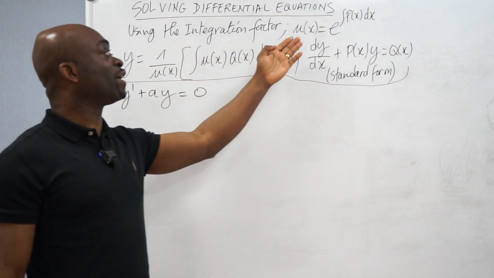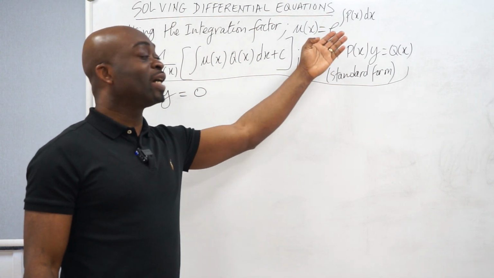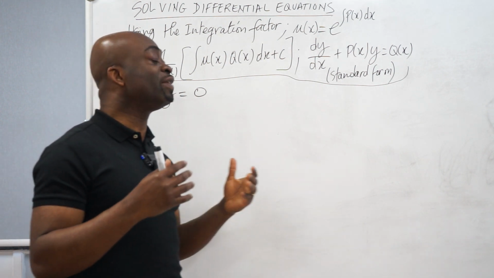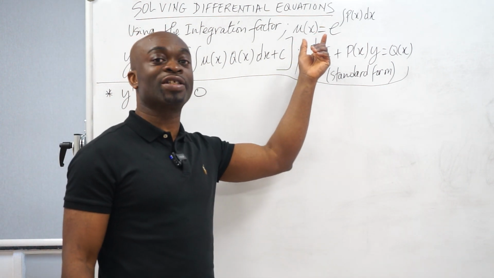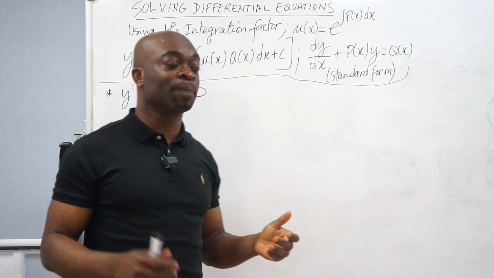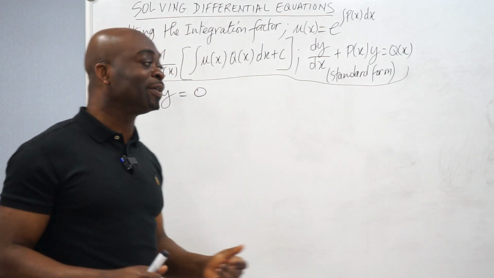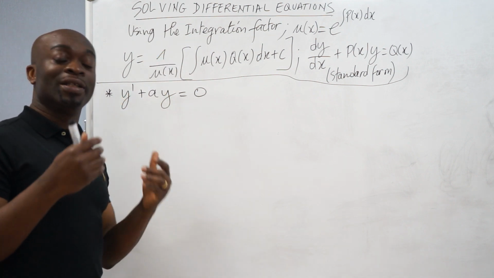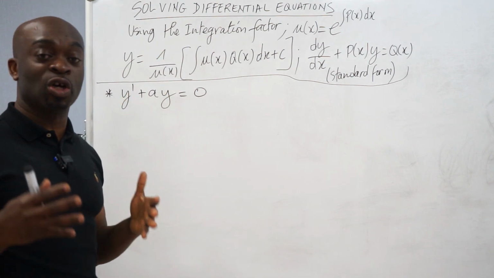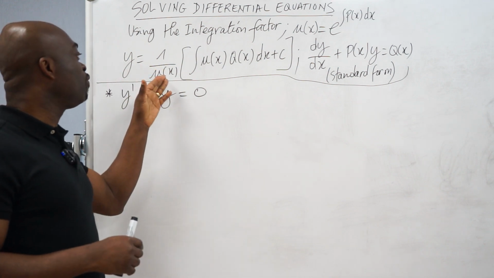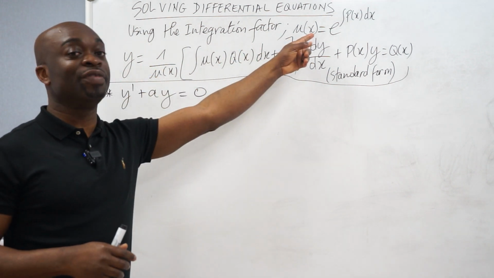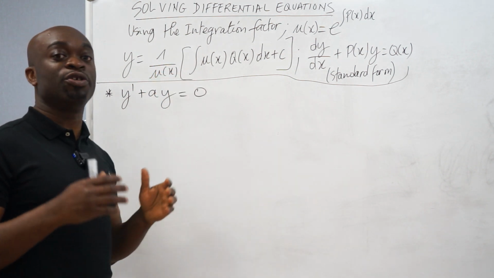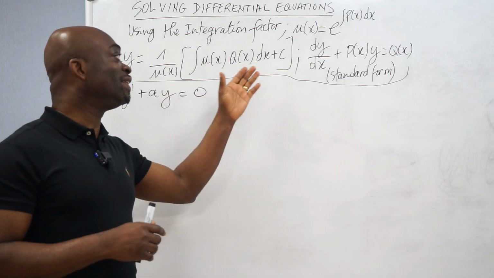The integration factor u of x is equal to the exponential of the integral of p of x dx. People can have many different notations for u of x, for example I of x, but it's the same thing. And then y, which is the actual function that you're solving for, equals 1 over u of x, the same u of x, times the bracket: the integral of u of x times q of x dx, plus c.